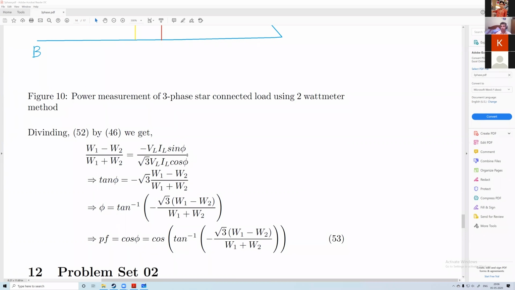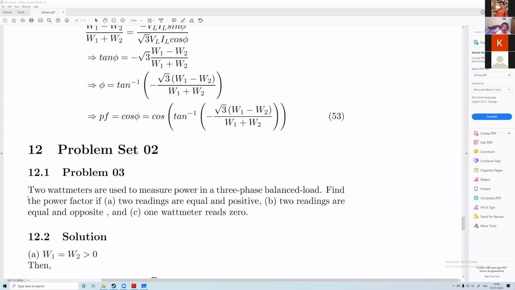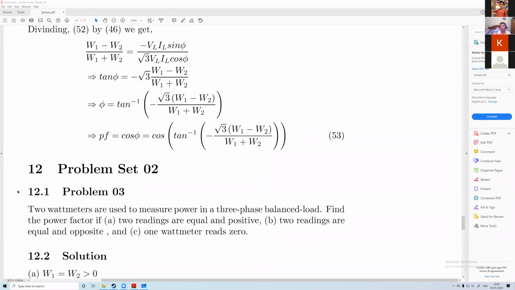Let us solve two problems and we close. 2 wattmeters are used to measure power in a 3-phase balanced load. Find the power factor if the two readings are equal and positive. When the readings are equal, we consider the case when W1 is greater than W2, and a case when W1 is less than W2. Load is always balanced. When W1 is equal to W2, the entire thing we assume the load is balanced, right?